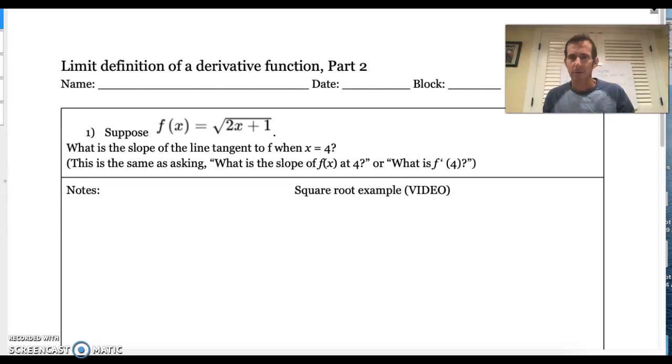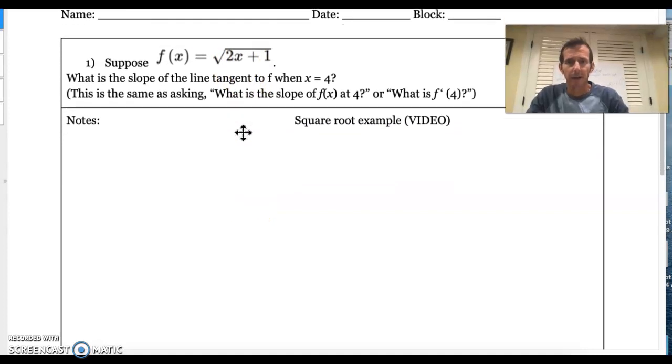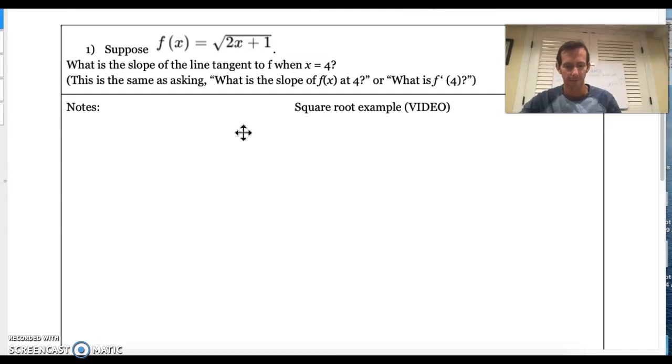All right, we are back to using the limit definition of a derivative to find the derivative of some more complicated functions. This first example will be finding that of a square root function. There's a lot of pretty crazy algebra that gets tangled up in the middle of this, so that's why having this video will be nice, because you can pause it.